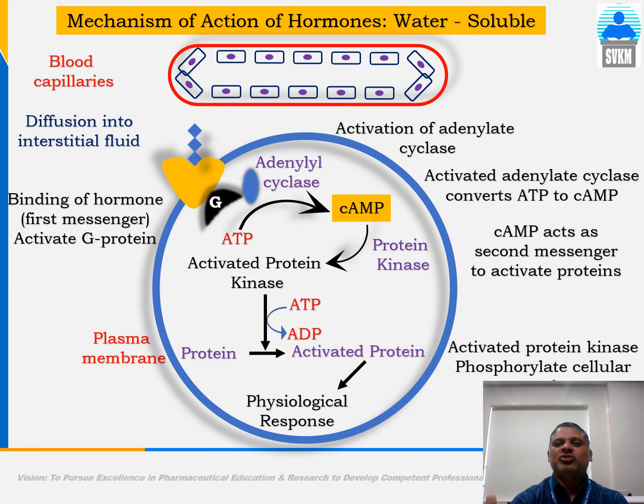In the case of the water soluble hormones, they act on the outer surface of the cell, that is, the plasma membrane, where they have specific binding receptors, and these receptors have a G protein component. After the hormone binds to this G protein component, it is activated. That activates adenylyl cyclase, and after activation of adenylyl cyclase, cAMP, the second messenger system, is activated, and that causes the activation of the cellular proteins or the protein kinase system, and that produces a physiological response.